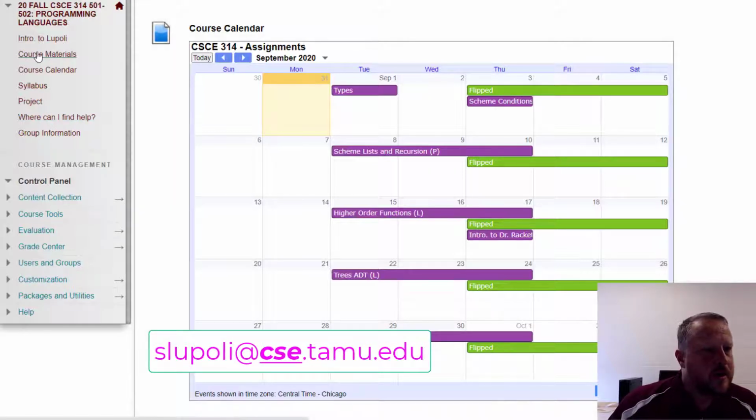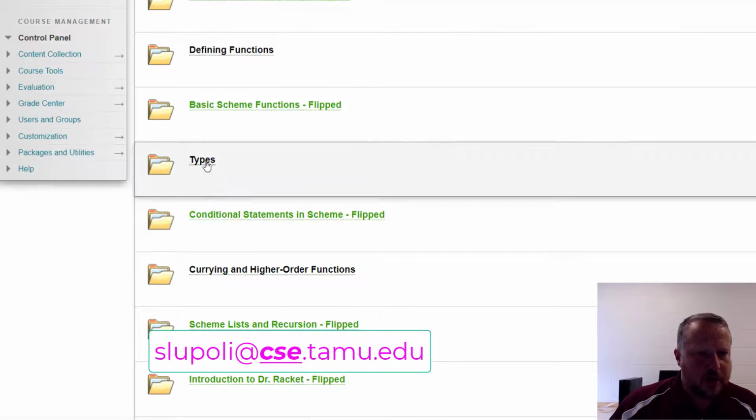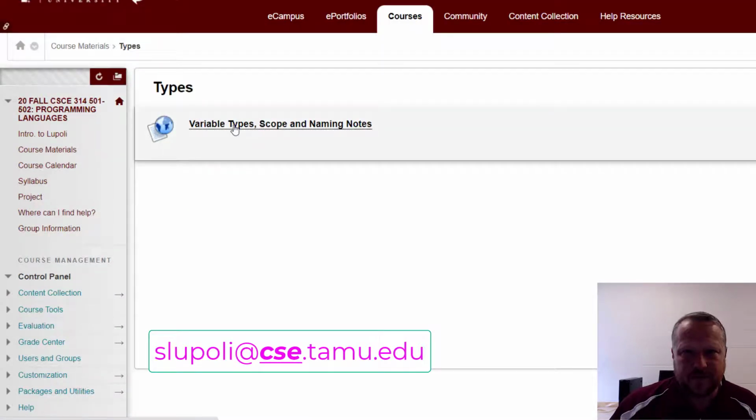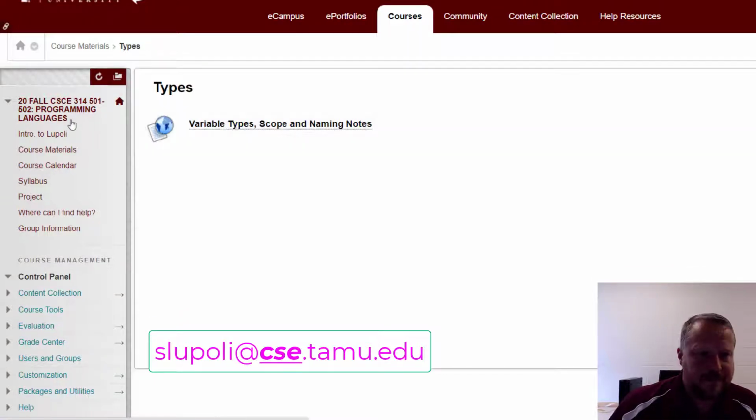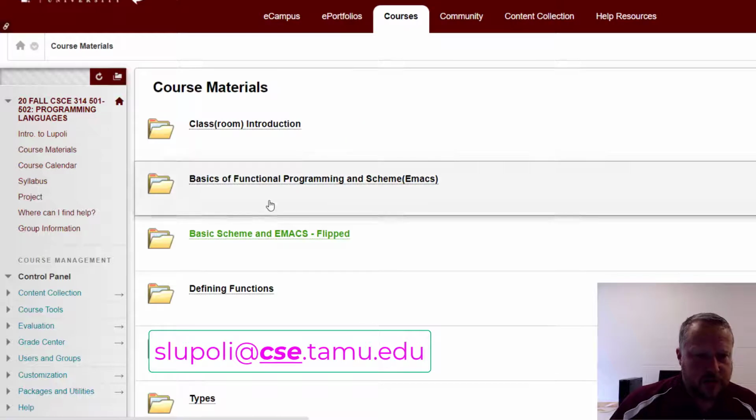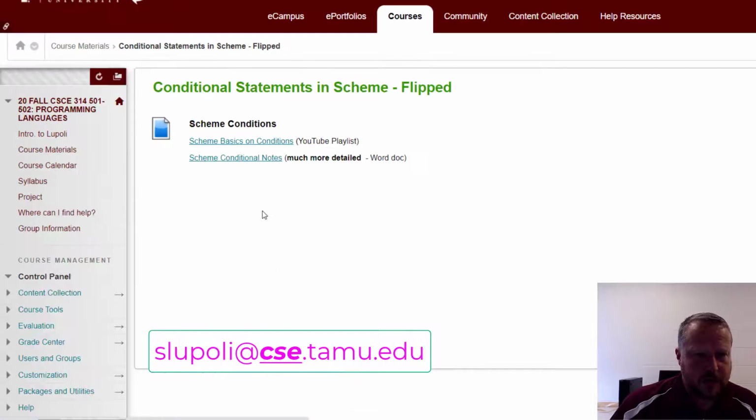Now, under course materials, there's our types. It's just a Word document for you to read. It does have some exercises on it and some things for you to try out. I highly suggest that. The other part in course materials is our conditional schemes and functions.